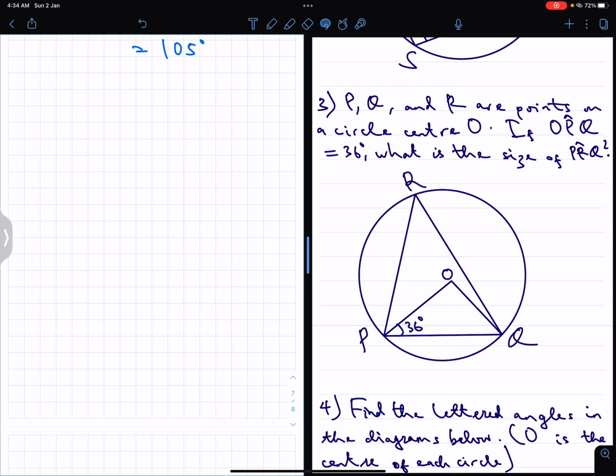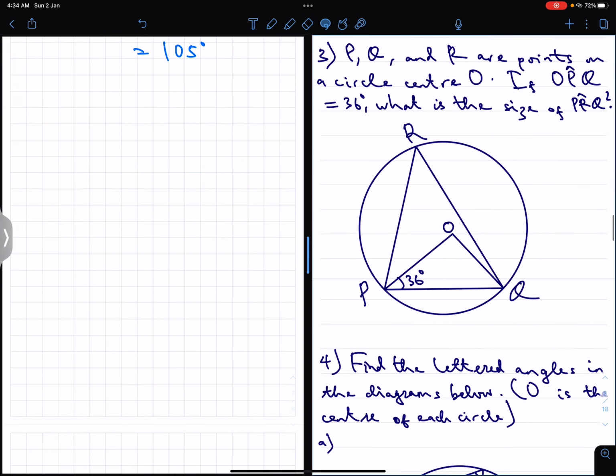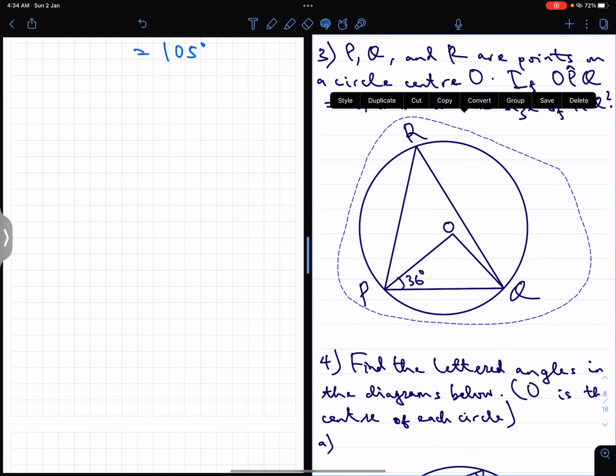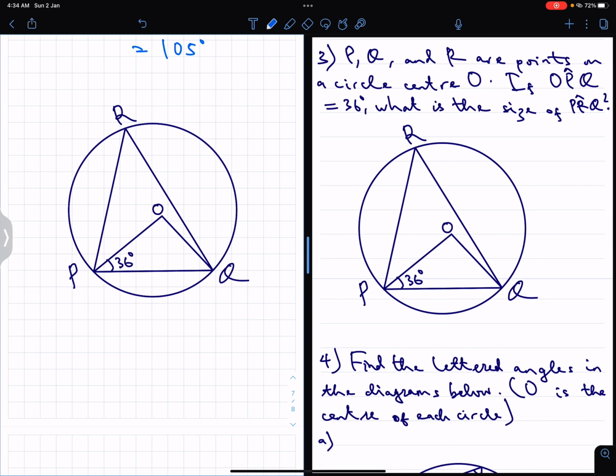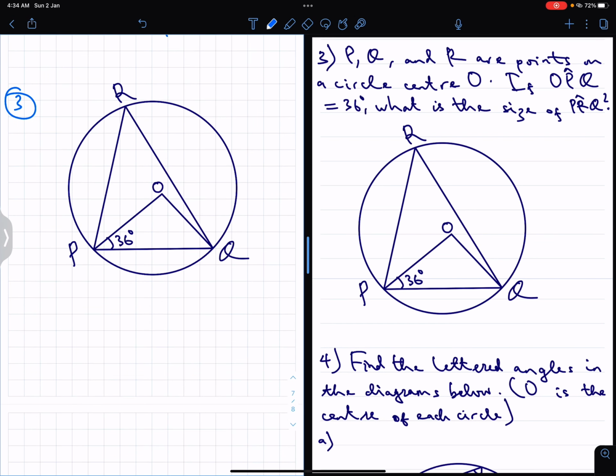P, Q, and R are points on a circle center O. If OPQ is 36 degrees, what is the size of angle PRQ? Now let me copy the diagram. Now this is number 3. If OPQ is 36 degrees, what is the size of angle PRQ? So we want to find the size of this angle. Now that's supposed to be easy.